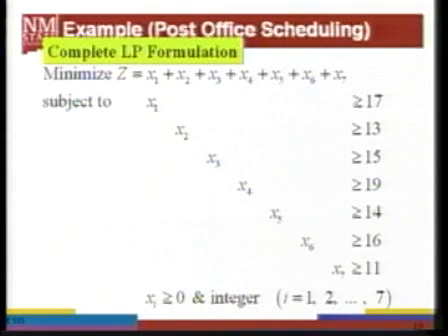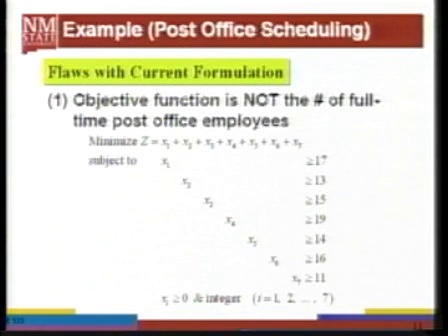However, there are at least two flaws in this formulation. First, the current objective function is not the total number of full-time post office employees, right? The current objective function counts each employee how many times? 5 times, right? Not just once. For example, each employee who starts work on Monday works Monday through Friday. And all these people are included in x1, x2, x3, x4, and x5. Is that right?